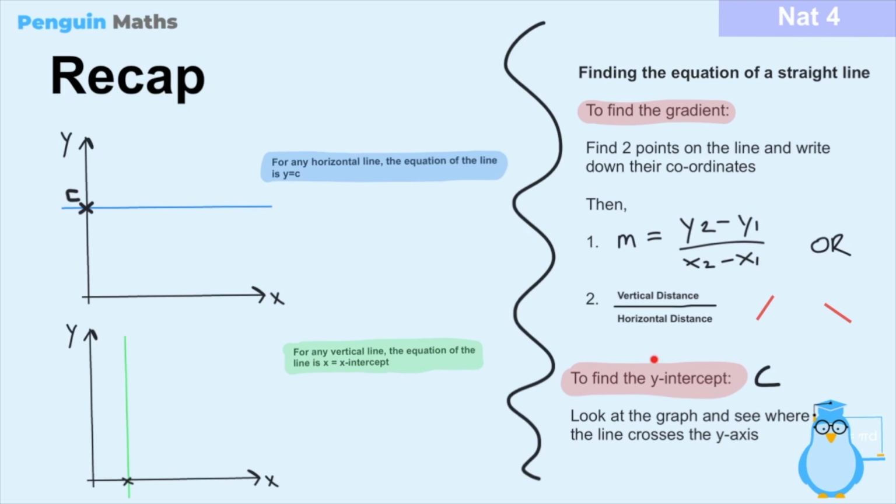And then finally, to find the y-intercept, or c, we can just simply look at the graph and see where the line crosses the y-axis. And now, after we have both m and c, we can substitute these values into the equation y is equal to mx plus c, and that will get us the equation of the straight line.